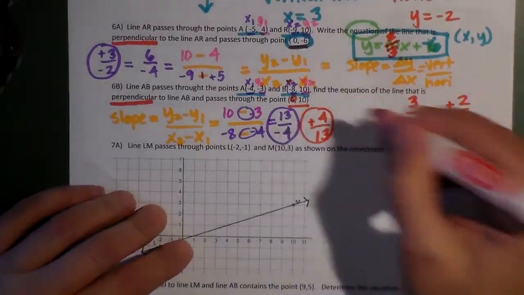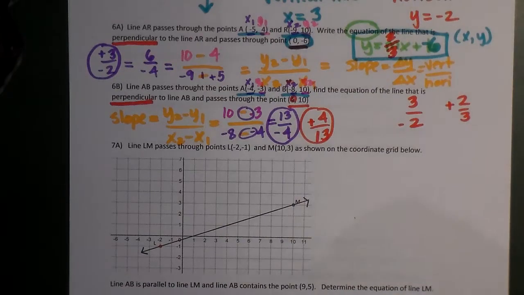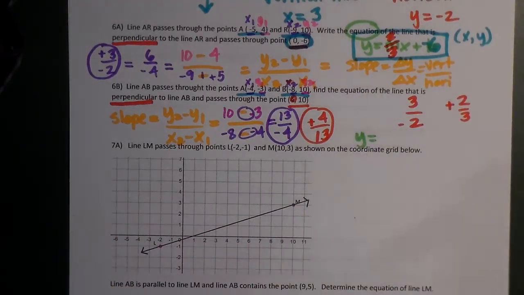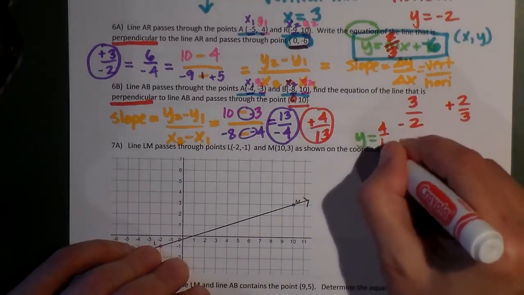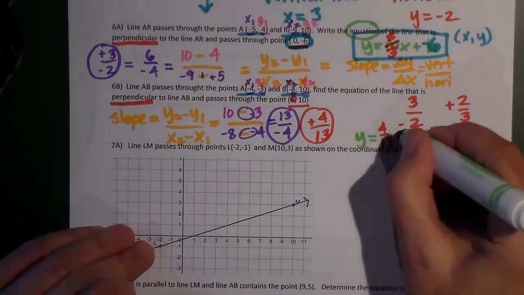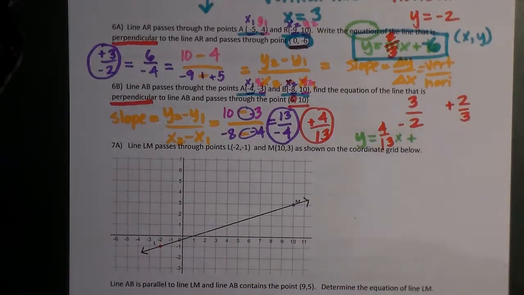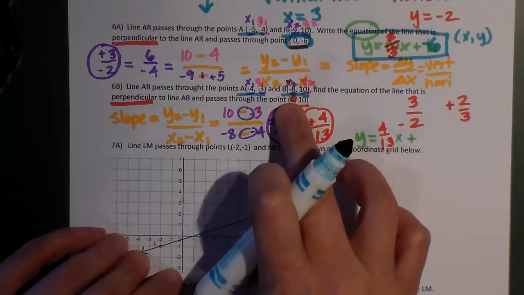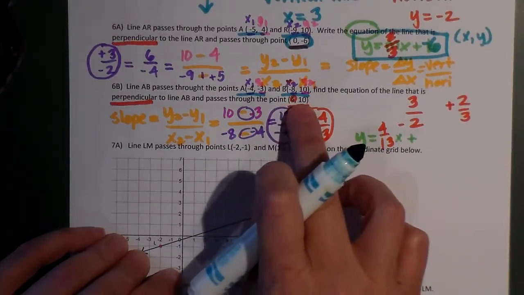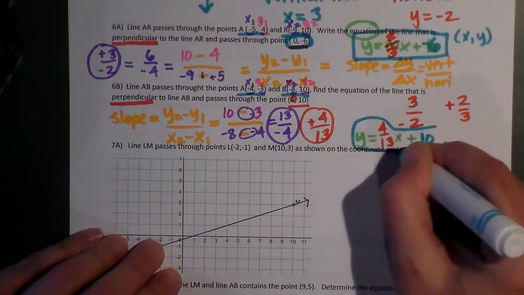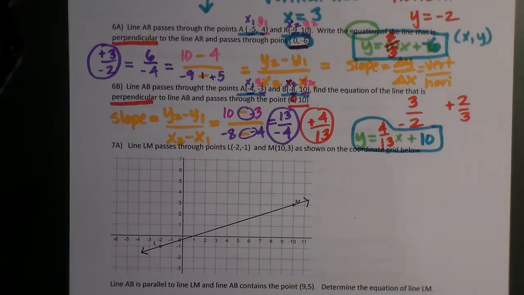So there's my slope, and remember you've got y equals mx plus b. So y equals, my m is my slope, which is that positive 4/13, and that's x, plus my b, and I'm going to make this 0, 10, just to make things easier on you. So that's your b, that's your y-intercept, so plus 10. So there's your answer. So that's how you write the equation.